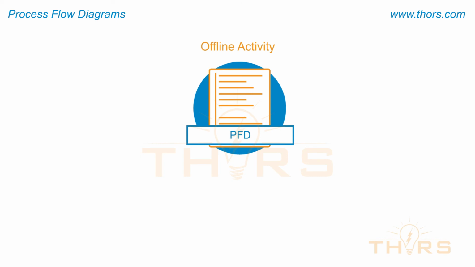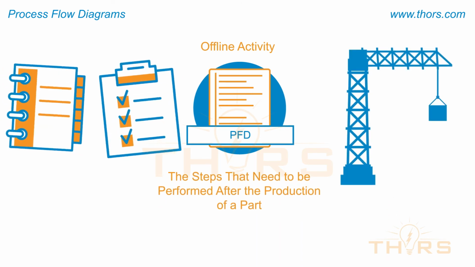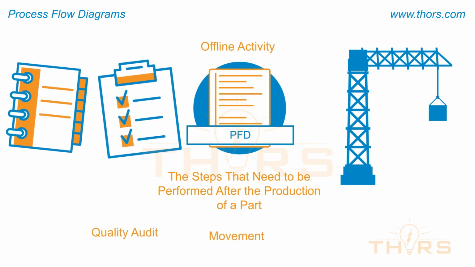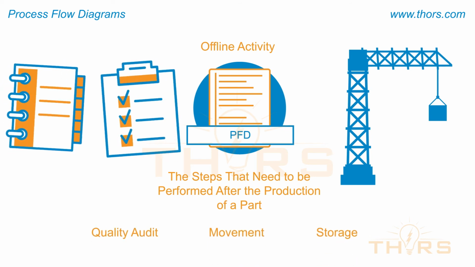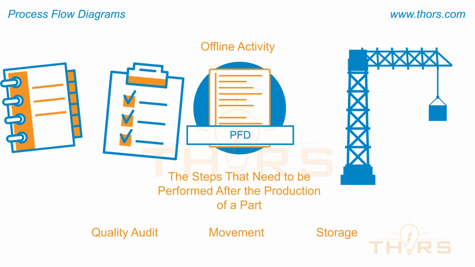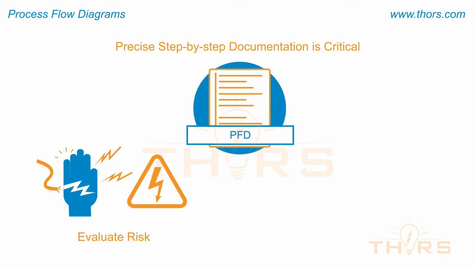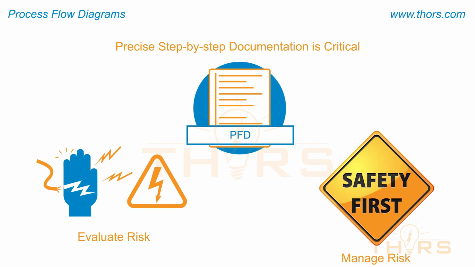An offline activity refers to the steps that need to be performed after the production of a part, such as quality audit, movement, and storage. Otherwise, the activities that affect the quality performance of a product or service will remain undocumented. Precise, step-by-step documentation is critical to evaluate the risk involved in a manufacturing process and to define the controls that manage the risk.